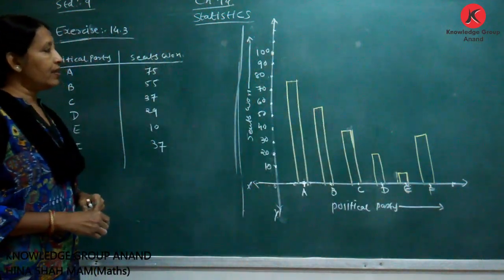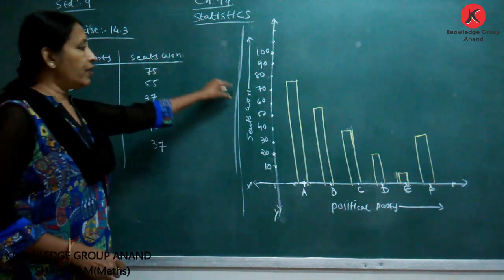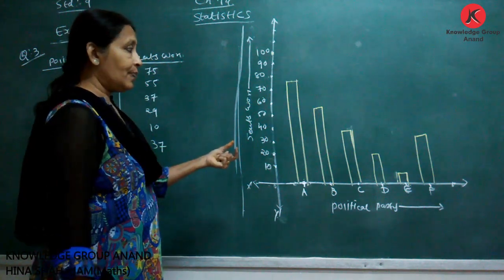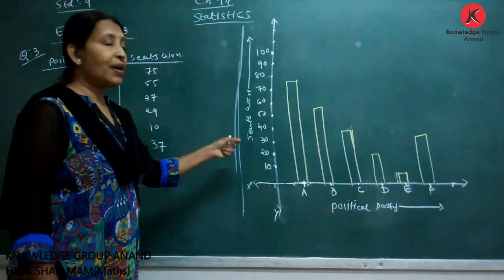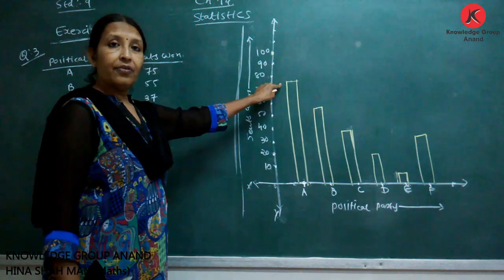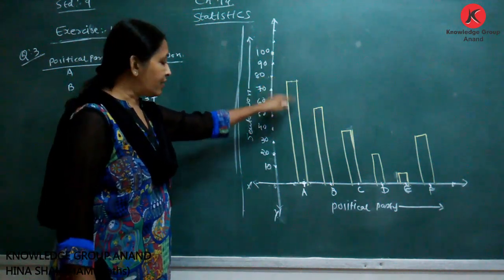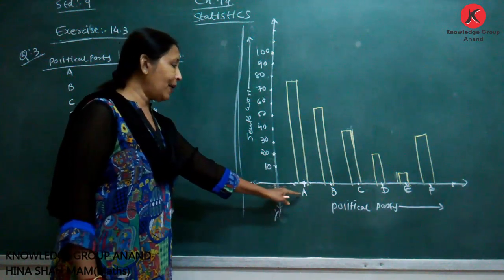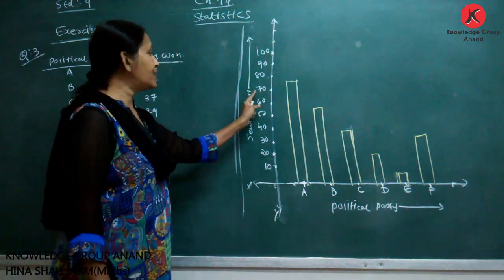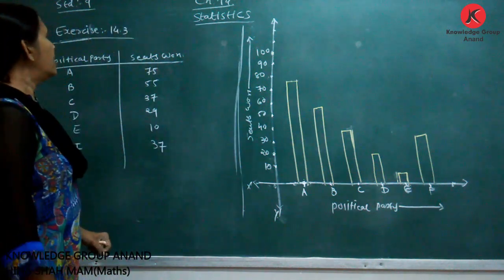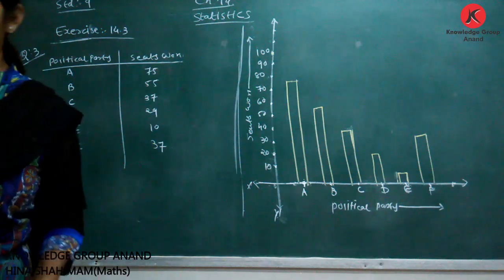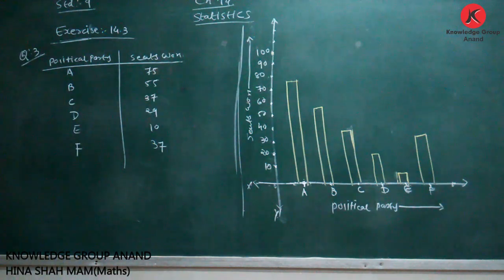We draw here question 1. Question 1: draw its graphical representation. And the second question: which party won the maximum seats? From this graph, we say that political party A won the maximum seats. It is 75. Now question number 3 is completed here.